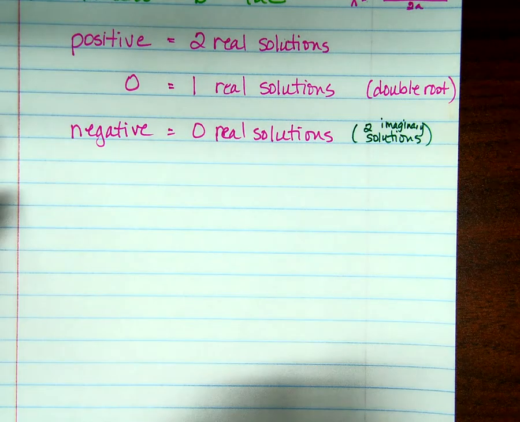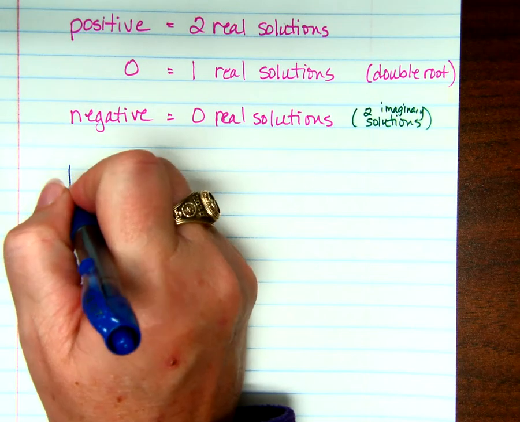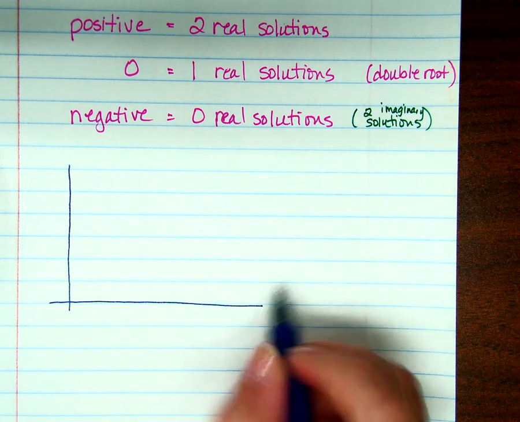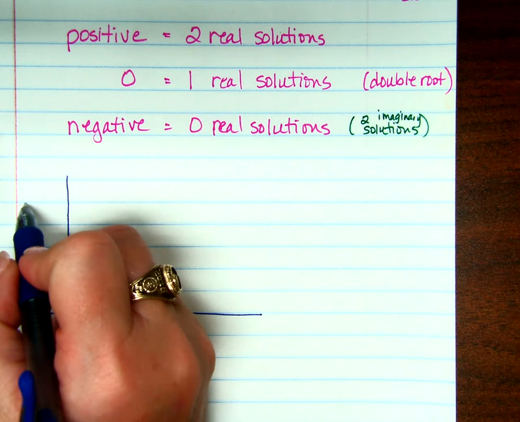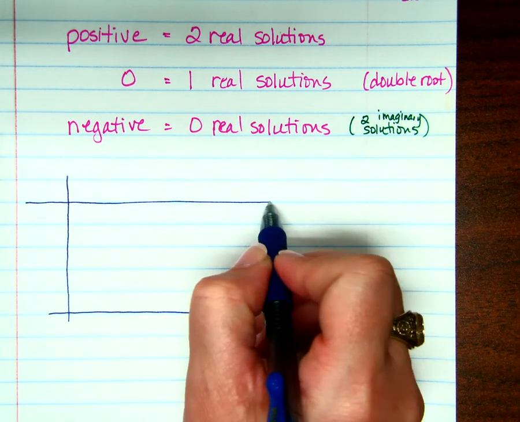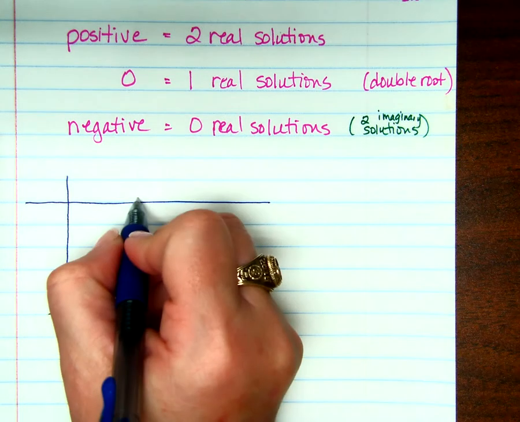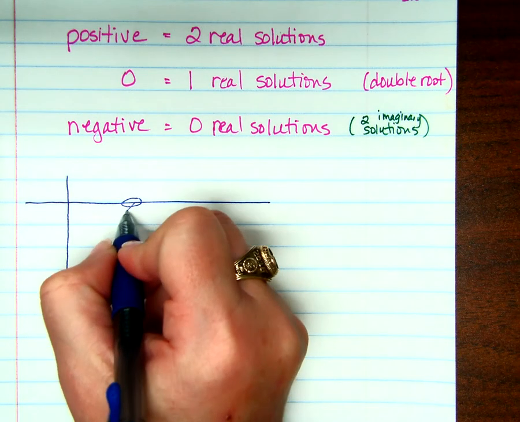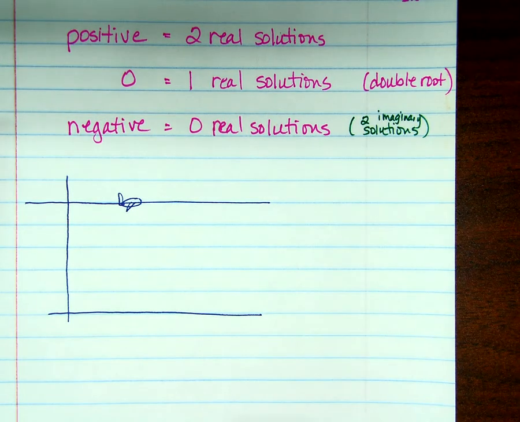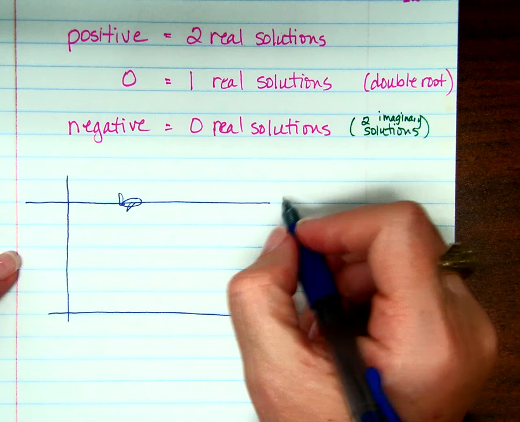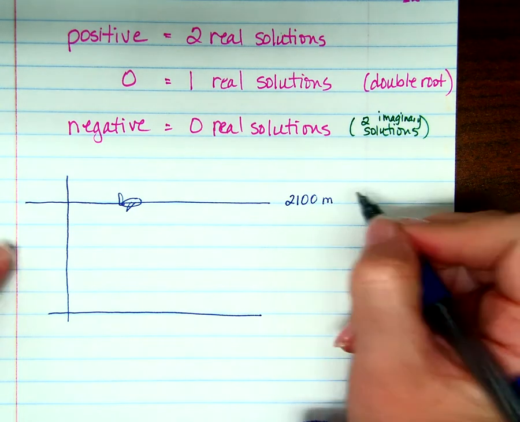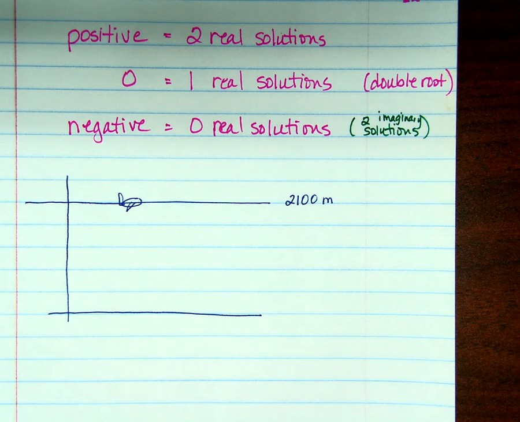Because here's the thing. Here's the problem we're going to talk about first. There's a plane flying right here. That plane is flying at 2,100 meters above the ground, okay?